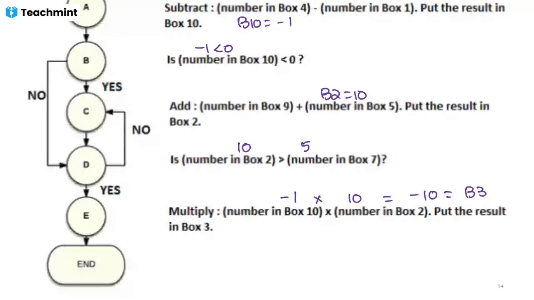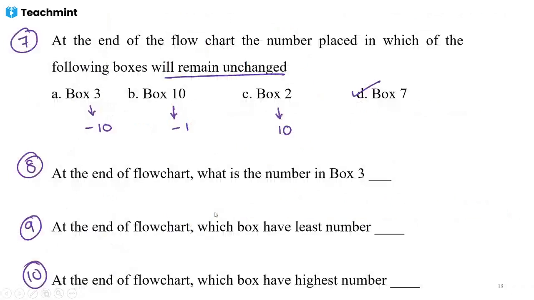Here, box 10 only, you put the result in box 10. Box 10 will update, you put the result in box 2. Box 2 updates, you put the result in box 3. Box 3 updates. 10, 2 and 3 only change. From the diagram, without solving this flowchart also, you can easily answer this question, because on the right side the results are put in box 10, box 3, box 2; box 7 is not mentioned. So definitely we can go with D, it does not change.